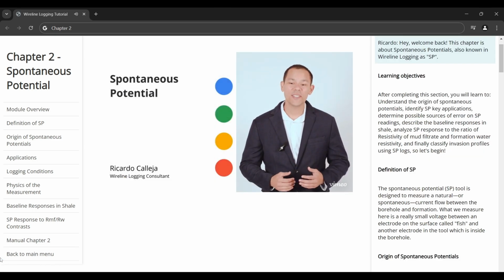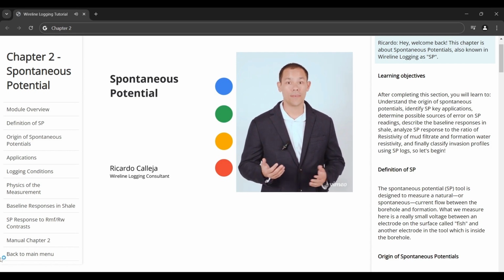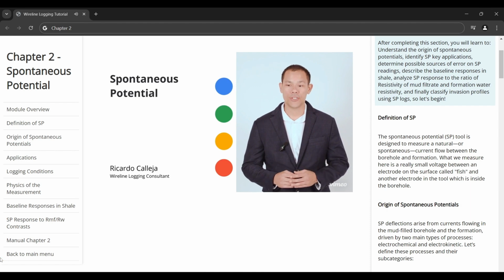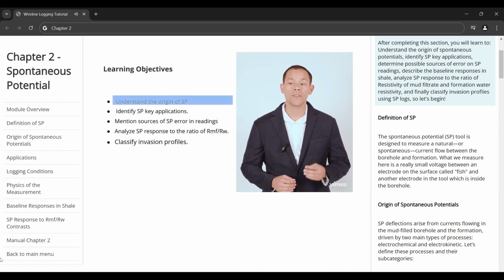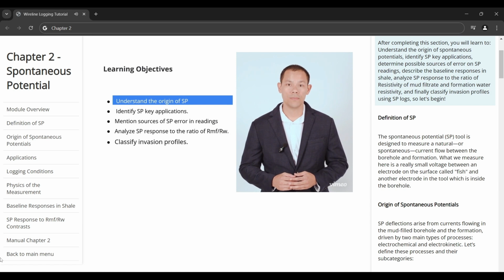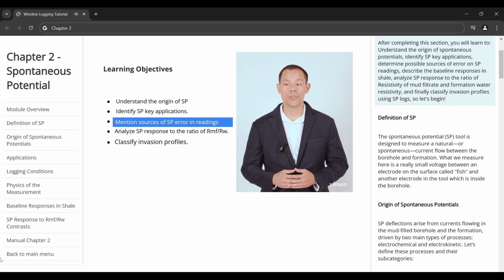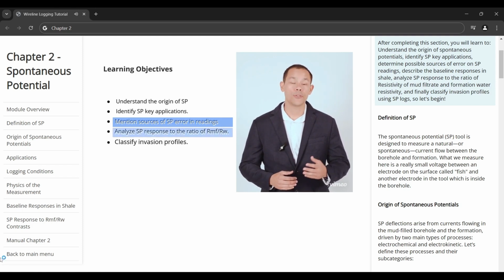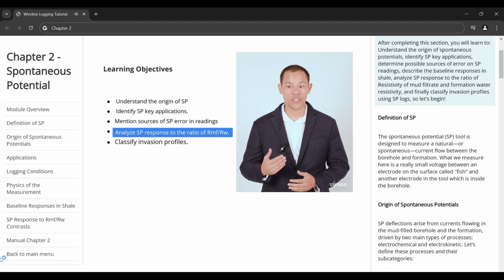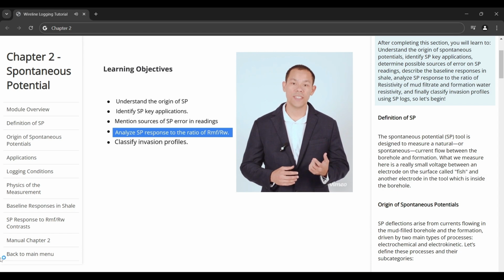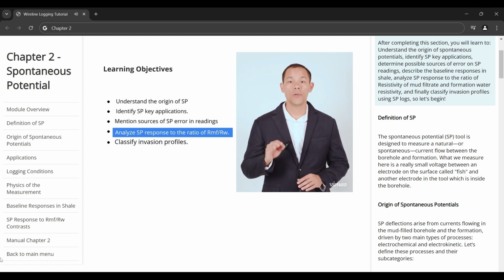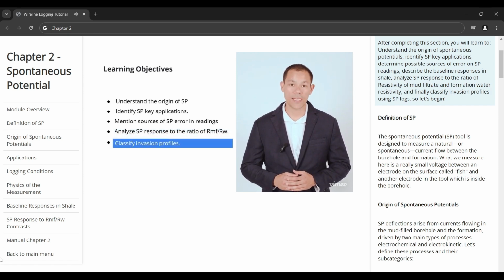Hey, welcome back. This chapter is about spontaneous potential, also known in wireline logging as SP. After completing this section, you will learn to understand the origins of spontaneous potential, identify SP key applications, determine possible sources of error on SP readings, describe the baseline responses in shale, also analyze SP responses to the ratio of resistivity of mud filtrate and formation water resistivity. And finally, you will classify invasion profiles using SP logs.